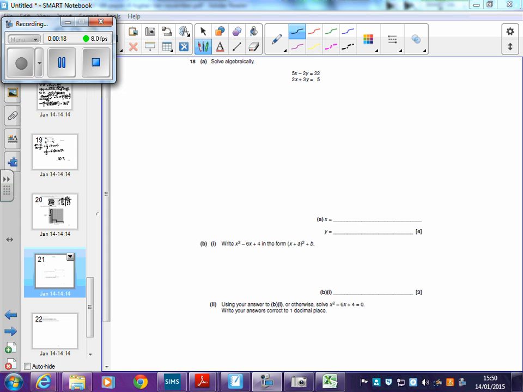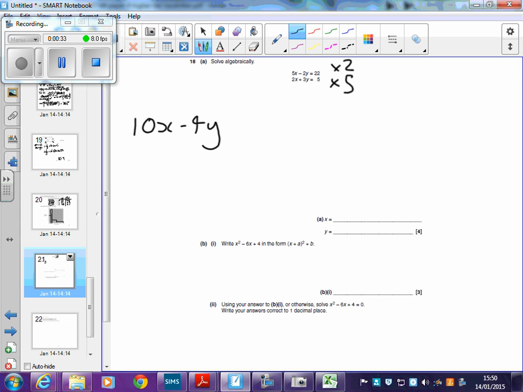I'm going to make the x's the same. Why not? Like I say, it doesn't make any difference as long as you do want them. So to get the x's the same, I would need to times the top equation by 2 and the bottom equation by 5 to get them to be 10. So if I times the top equation by 2, I'm going to get 10x minus 4y is equal to 44. Bottom equation by 5, I'm going to get 10x plus 15y equals 5 times 5 is 25.